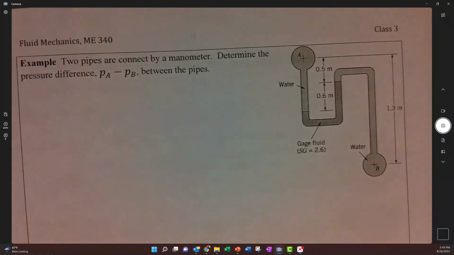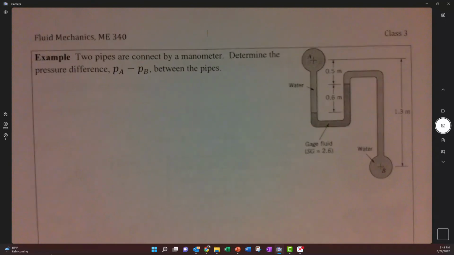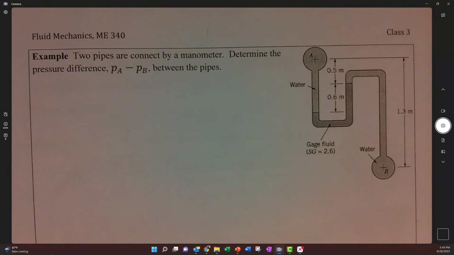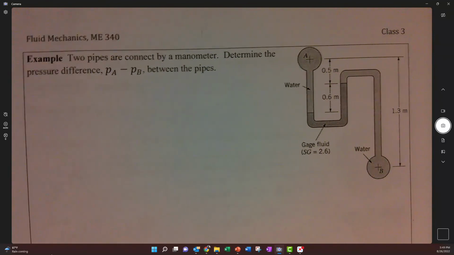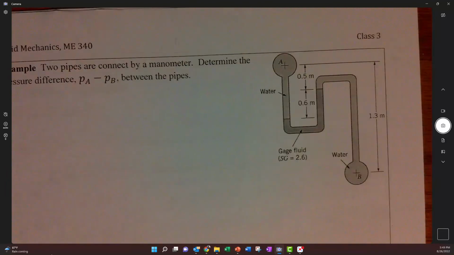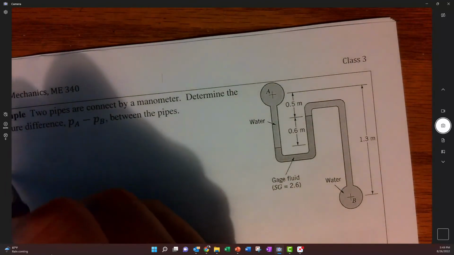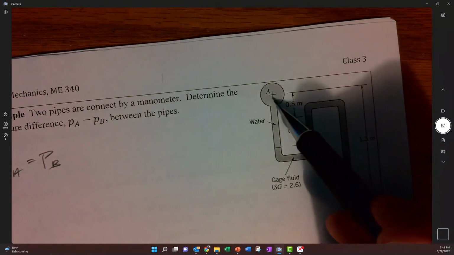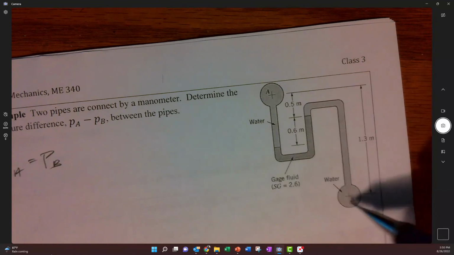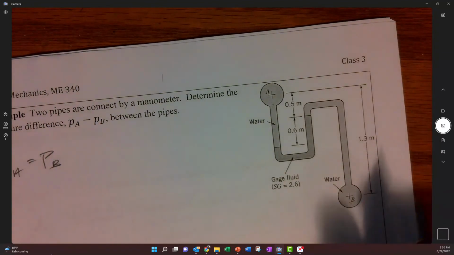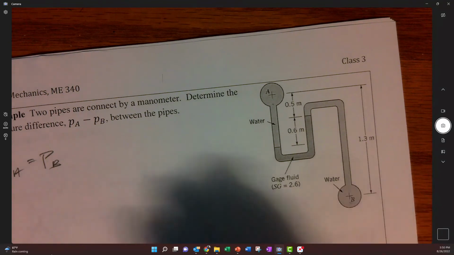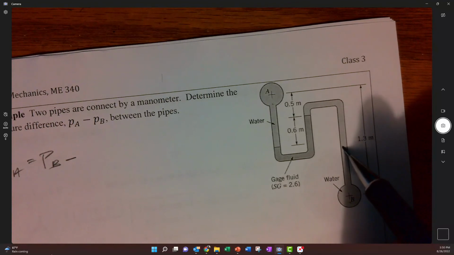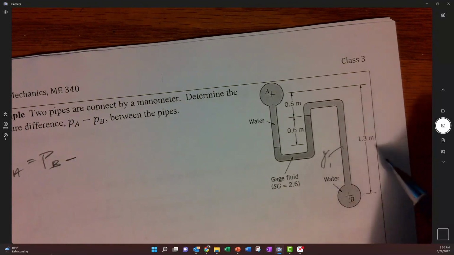So here you go. Here's 2 examples right there with actual numbers. It says 2 pipes are connected by a manometer. Determine the pressure difference PA minus PB in the 2 pipes. So I would say start out with PB, and so we're going to start at B and get to A right there. So we start at B and swim upwards, and so that's going to be negative. And we'll call this one. This is water. Gamma 1 is water.